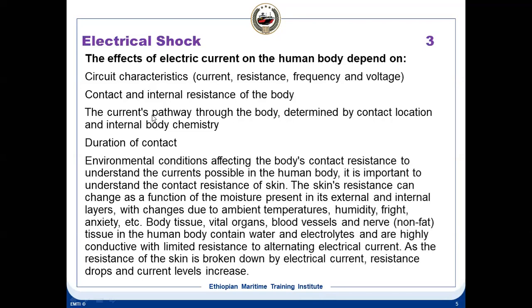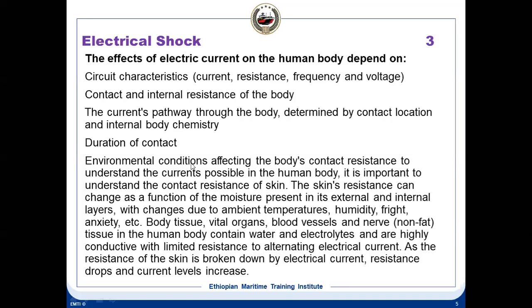Now here, second it says contact and internal resistance of the body. So that is the internal resistance of the body. The current's pathway through the body is determined by the contact location and internal body chemistry. How the current is passing through your body is also very important, and that is determined by the contact locations, like which part of your body is touching. So the current path depends upon how your body is touching it.